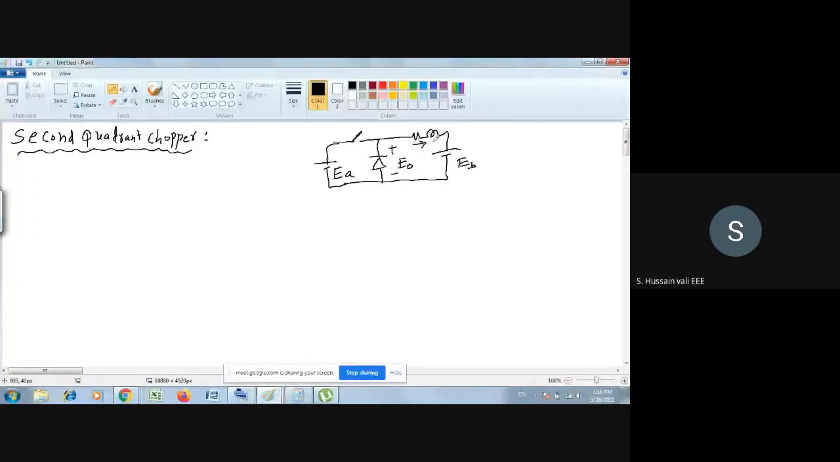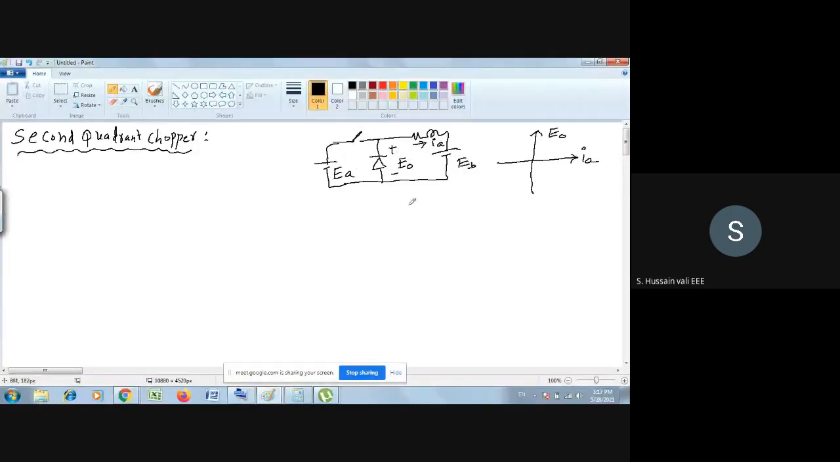Now, what is the first quadrant chopper? See here, if you draw this one, if you take this as E naught and this as IA. So what is the situation here in this first quadrant chopper? You close the switch. When you close the switch, what is the voltage? E naught is EA when you close the switch.